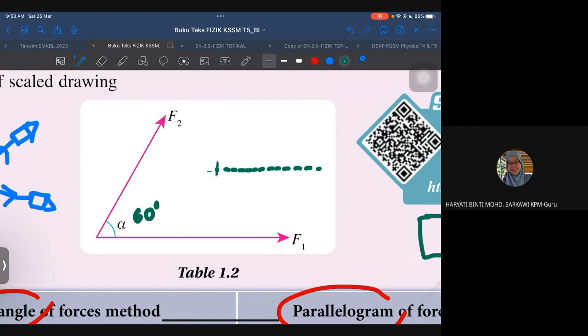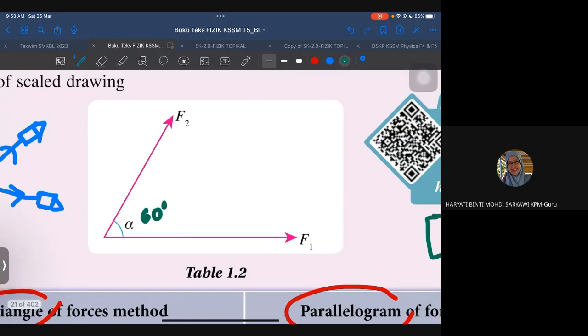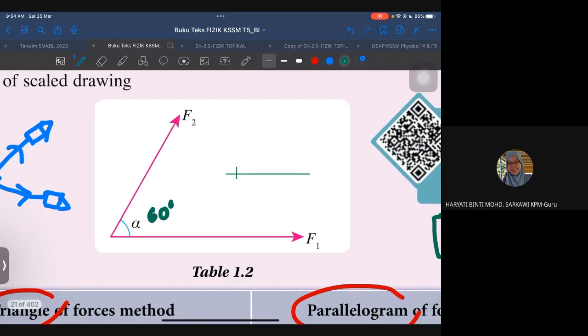Then, wait. Check first. Let's say like this. So you need to have your starting reference. This is your reference line. Normally, we use a dotted line as our reference line. Next, you draw the angle 60. So you need to measure from here, 60 degrees. After you measure, then you draw this. So this represents your F2.